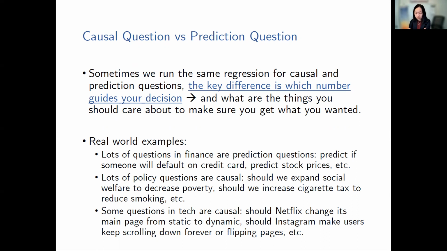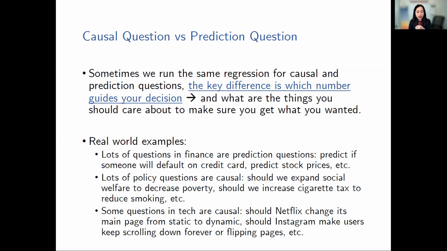A lot of the policy questions are causal because you're going to change the X, and the X variable is exactly that policy. So that is why they're causal. For example, should we expand social welfare to decrease poverty? Should we expand insurance? ACA, you mark right here, right? Should we increase tax or decrease tax? All of these things are, should we change the specific X variables to affect some Y outcomes? So there are causal questions.